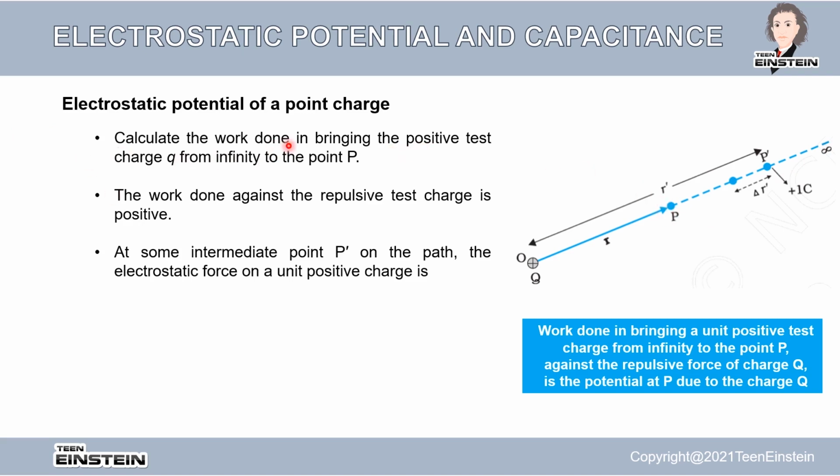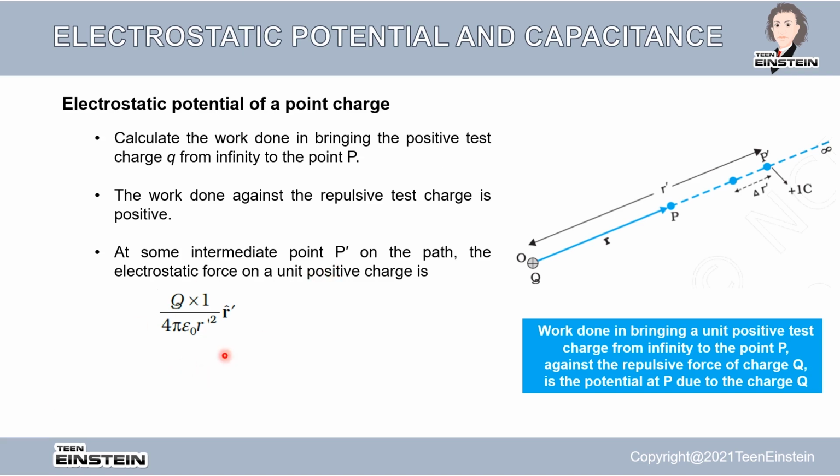So we are going to calculate the work done in bringing the positive test charge from infinity to the point P. The work done against the repulsive force is positive, because Q is positive and the test charge is positive. You are bringing a positive charge against the repulsive force of this positive charge, so you are going to do some work. At some intermediate point P dash on the path, the electrostatic force on a unit positive charge is given by Q multiplied by 1 divided by 4 pi epsilon naught R dash squared into R cap. This is the electrostatic force on a unit positive charge.